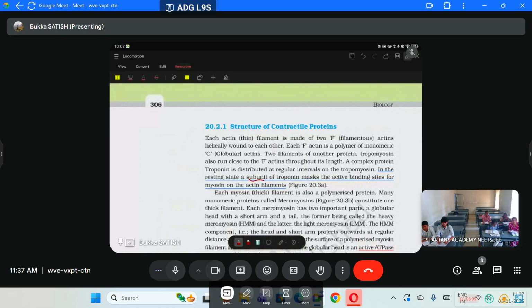In the resting phase, subunits of troponin mask the active binding sites of myosin. These are actually globular proteins. So it is troponin. Why is it not tropomyosin? Are you clear? Tropomyosin actually directly blocks, but it is filamentous. It is not the globular one. And also the NCERT line. This one.